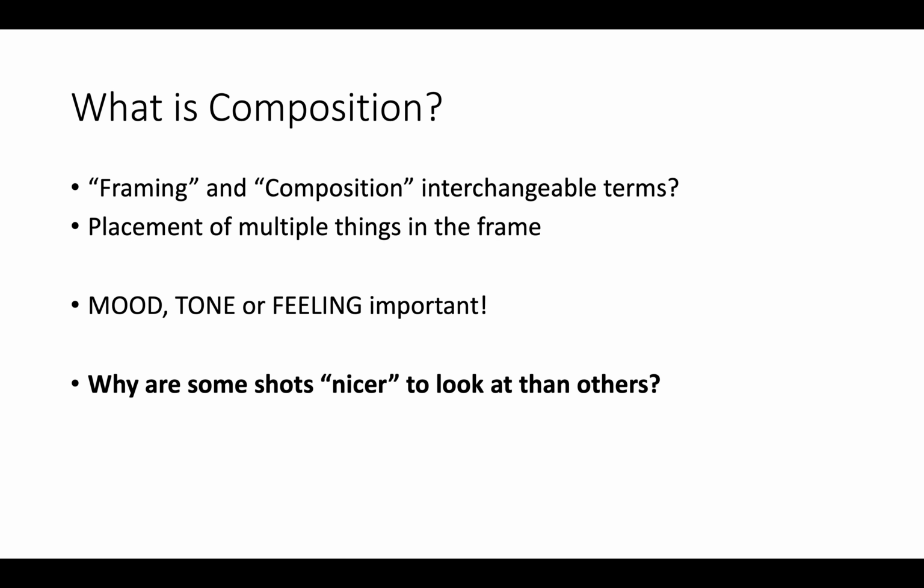So we've touched on framing quite a lot. Framing is about a single subject. I would argue that composition, therefore, is about multiple subjects or multiple items within the frame. They're often used interchangeably. Ultimately, whenever you're framing or using composition to your advantage, you want to be thinking about the mood, the tone, and how it feels. The feeling, I think, is the most important of all those three things.